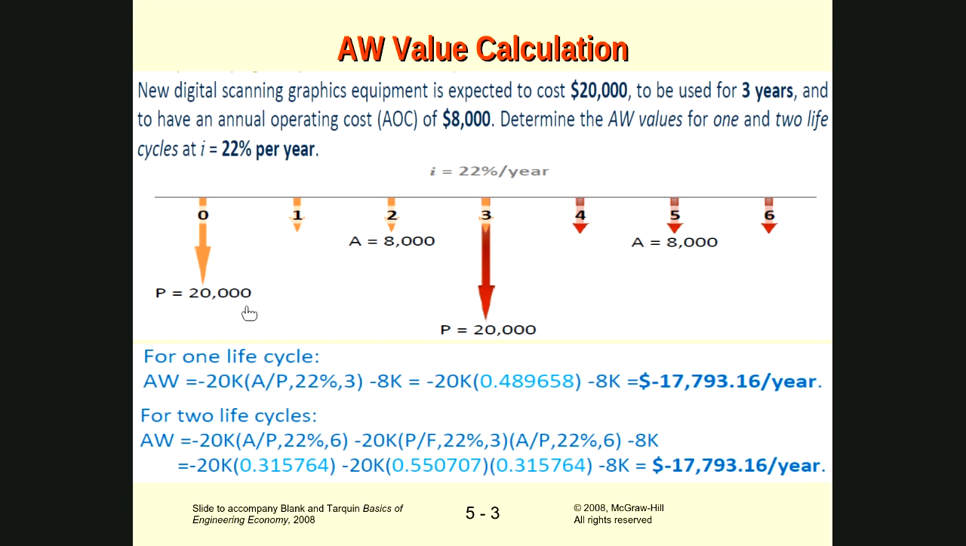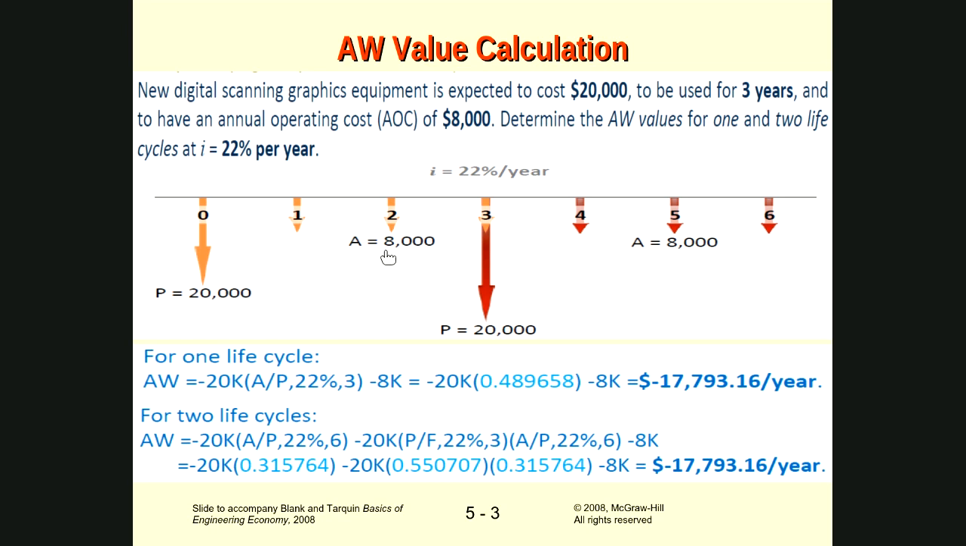In this case, the formulation for the annual from the present will be A given P, because the present was given as 20,000 and A needs to be found, multiplied with the 20,000 with the minus sign, and don't forget the sign because now we are dealing with the outflow or a cost. The percentage will be 22 as given, and the number of years for the cycle is 3, then minus 8,000, which is here, and there is no need for converting because it is already in annual format.